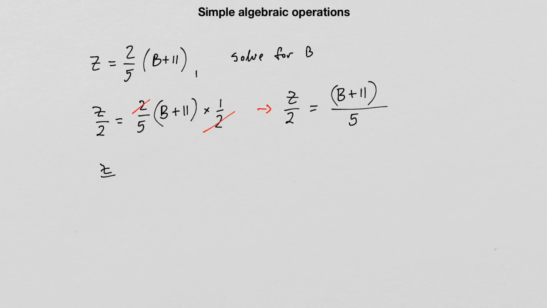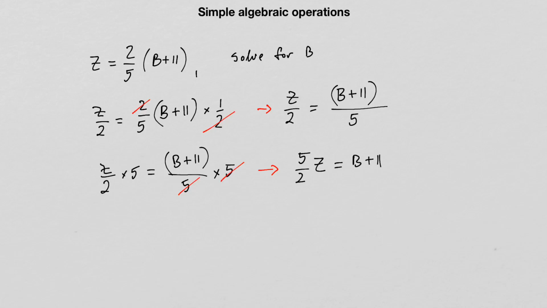So we have z divided by 2 times 5 is equal to b plus 11 divided by 5 times 5. So here we have 5 in the numerator and denominator. These cancel out. And so what we have now is 5 halves z is equal to b plus 11. So here I slightly rearranged the terms in order to look nicer.